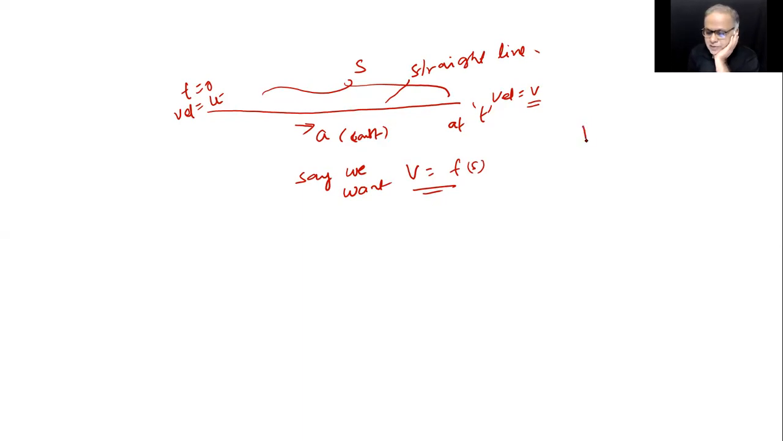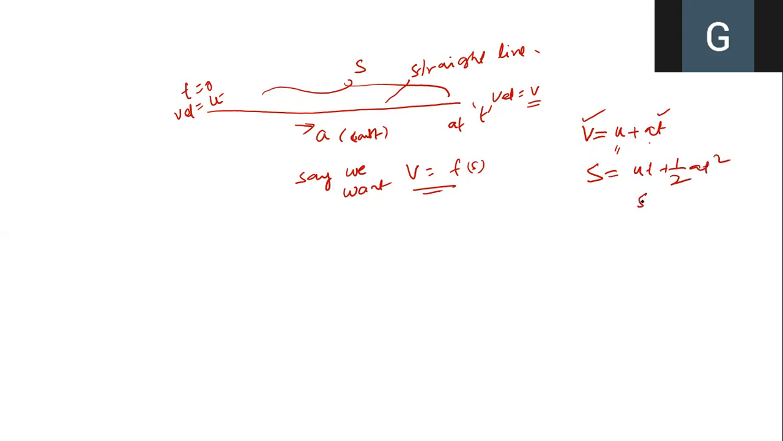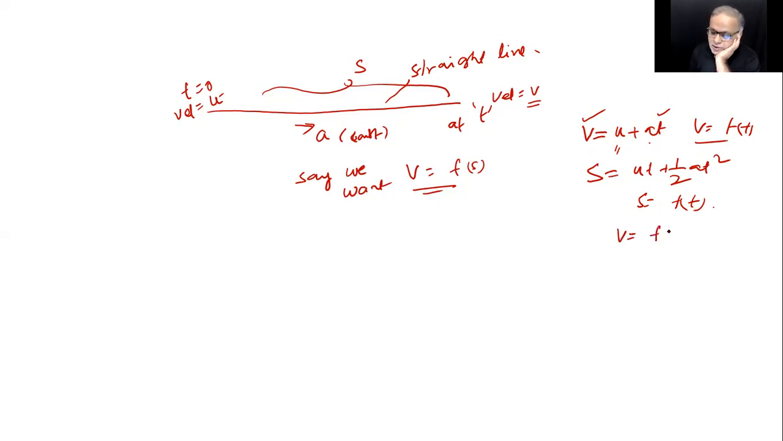Previously, we had two relations. V equals u plus at. This is V as a function of time, because u will be known to you and A is a constant. Similarly, we had s equals ut plus half at square. Here, s is a function of time. Here, v is a function of time. This is called instantaneous. Anytime anything is a function of time, you call it instantaneous. Now, V as a function of s we want in terms of u and A.